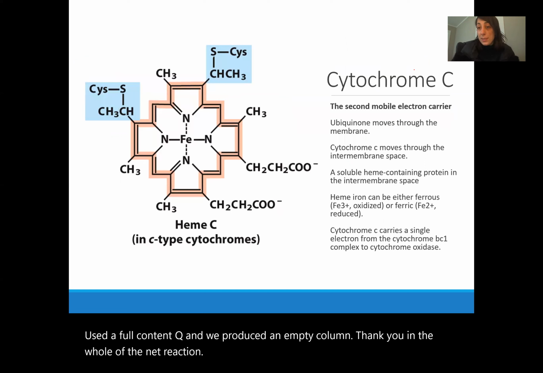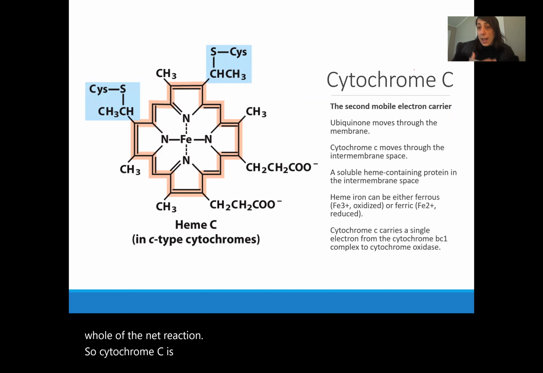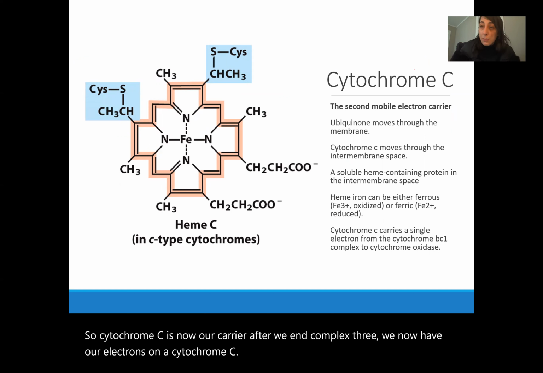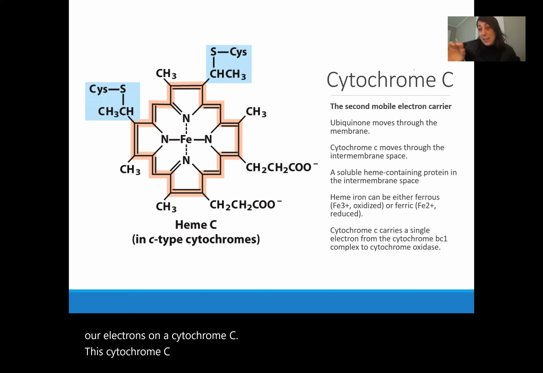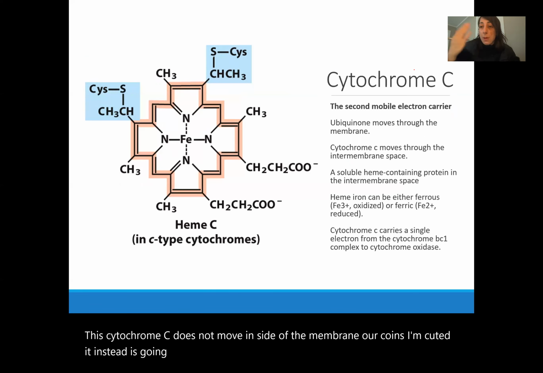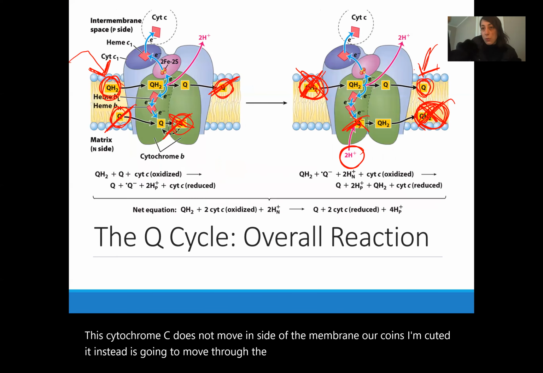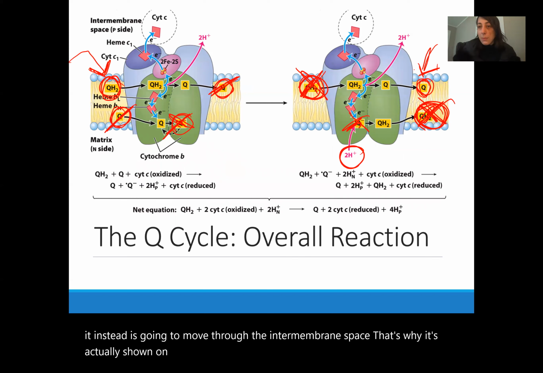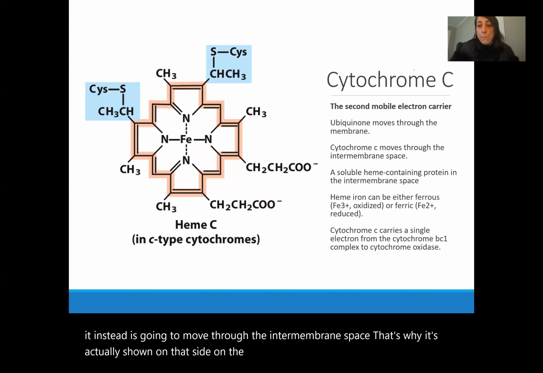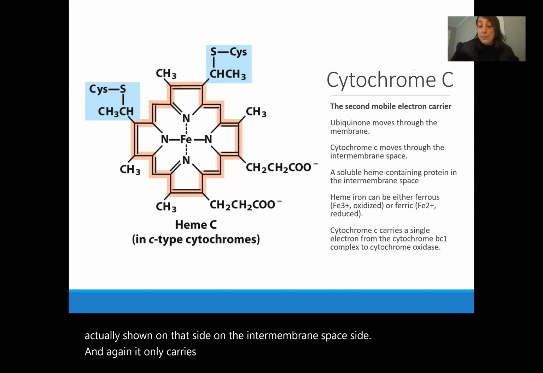So cytochrome C is now our carrier. After we end complex 3, we now have our electrons on a cytochrome C. This cytochrome C does not move inside the membrane like our coenzyme Q did. It instead is going to move through the intermembrane space. It's why it's actually shown on that side, on the intermembrane space side. And again, it only carries one single electron at a time.